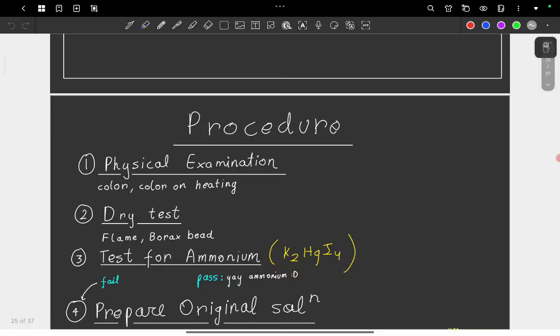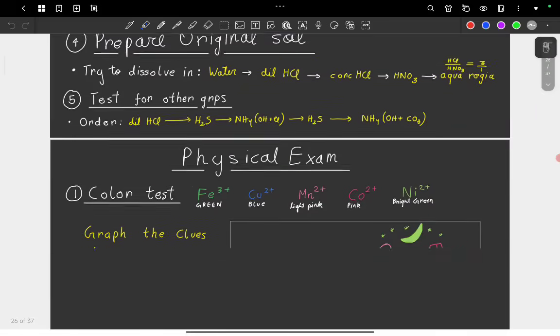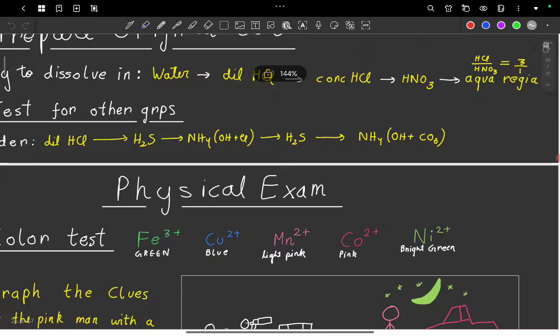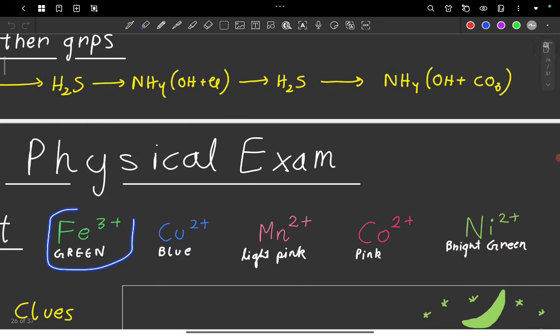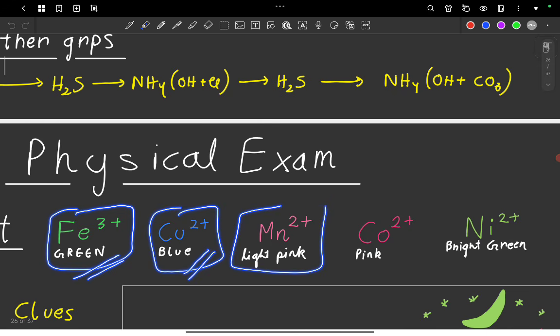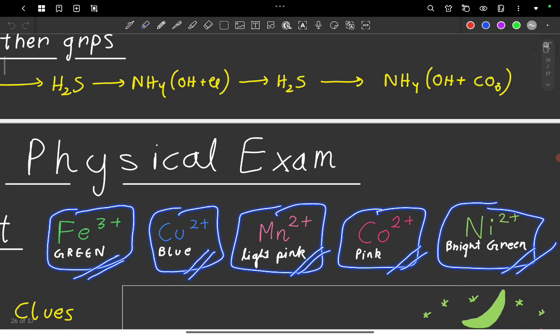Now first let's learn about the physical examination. What kind of inference can we make from the physical examinations? First of all, there is the color test. If the salt contains an Fe3+ ion, it will look green in color. A copper ion will be blue in color. A manganese ion will be light pink. A cobalt ion will be pink. And a nickel ion will be bright green.